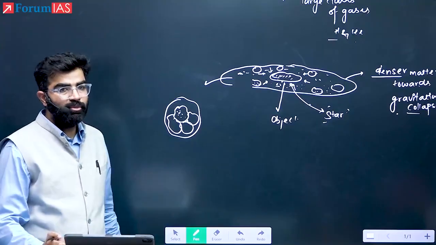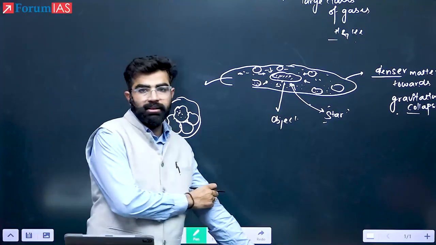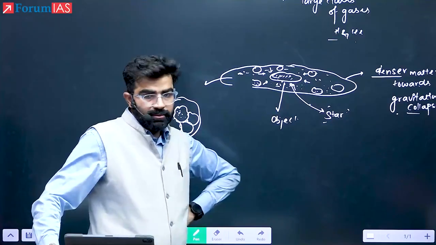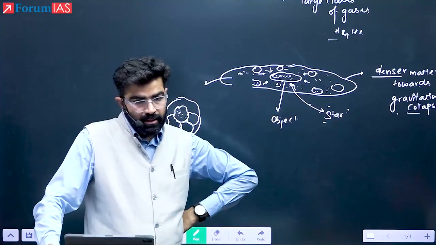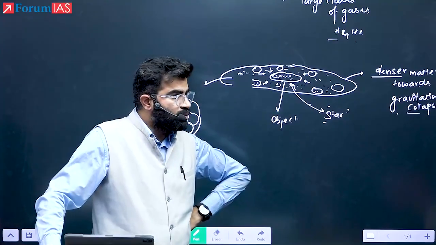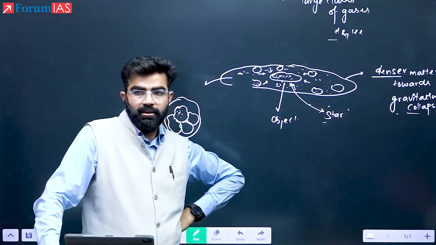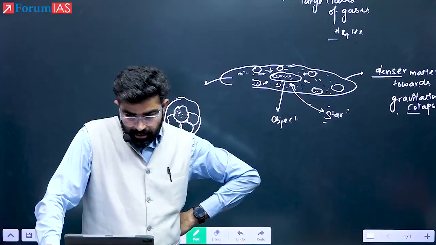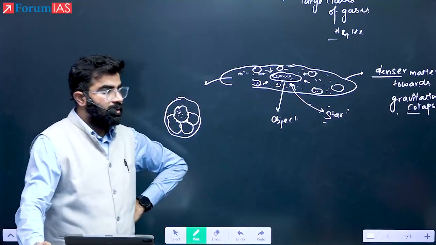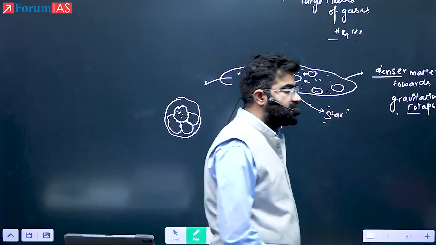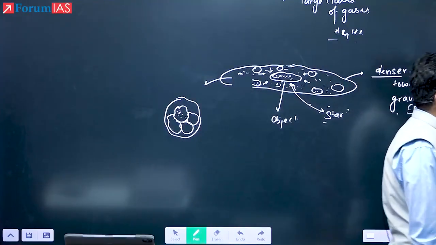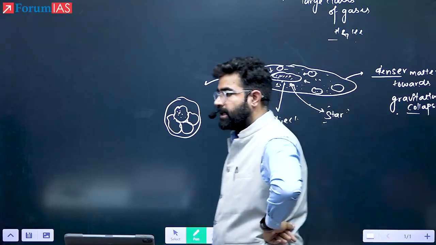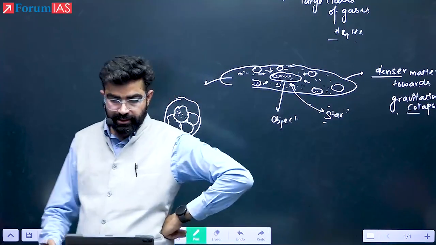Write down: inside the nebula, higher density matter is pulled inside the center. And therefore, the temperature and pressure of the center increased.